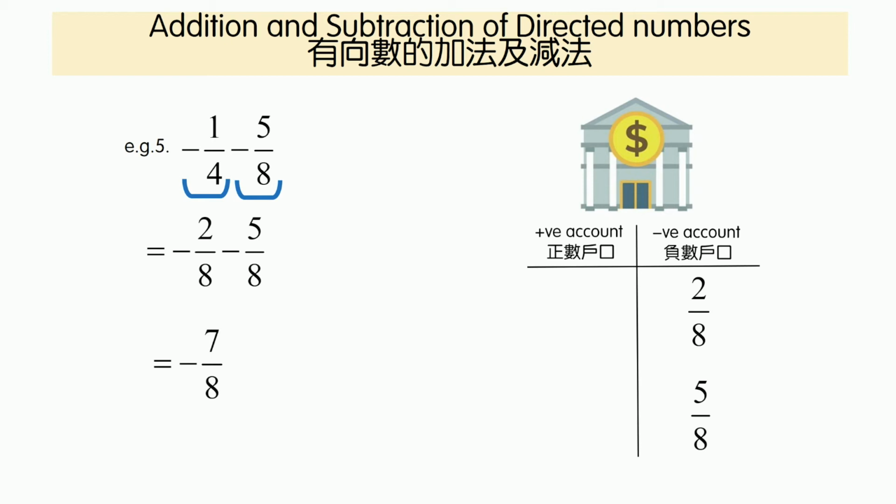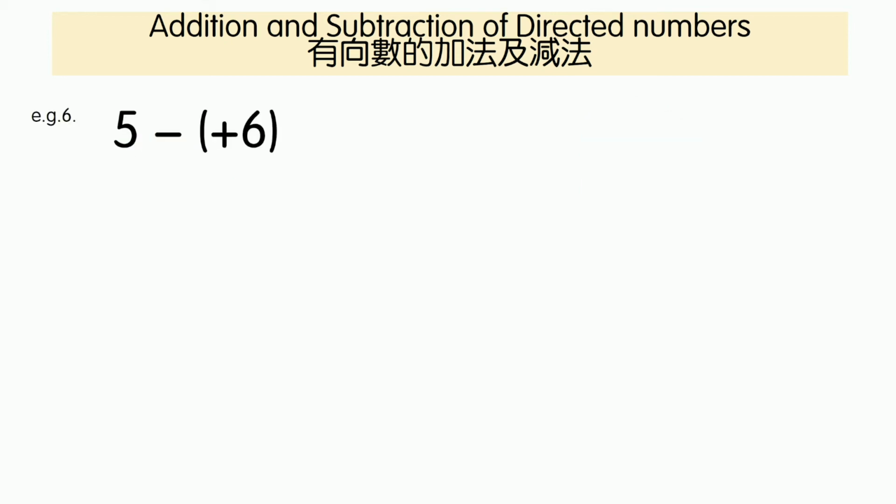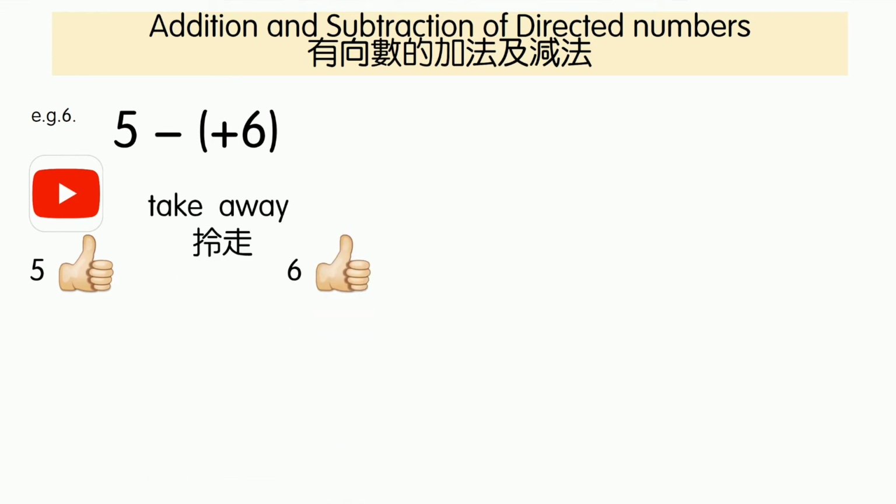When we are doing addition and subtraction, sometimes we may encounter brackets. How do we deal with brackets? Look at the following example. 5 minus positive 6. When we are calculating such an equation, we can use the following analogy. 5 meaning you have 5 likes at first, and then the minus sign meaning take away, and 6 meaning taking away 6 likes. At first you had 5 likes, and then 6 likes were taken away, so you are left with negative 1 likes.